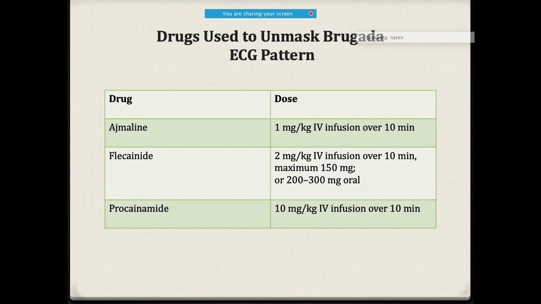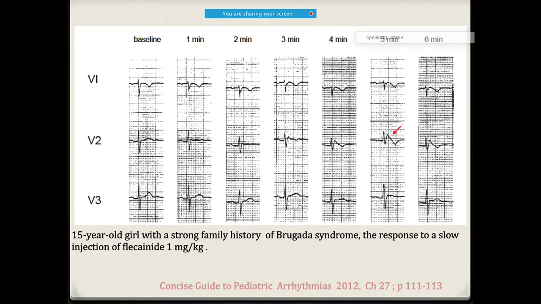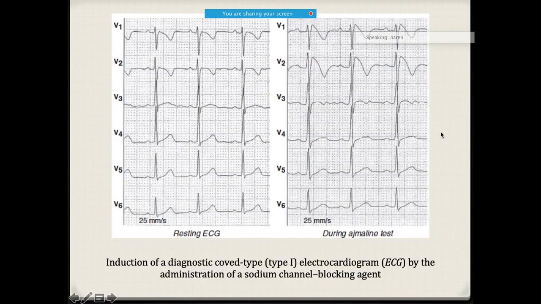Similarly, with flecainide as well, you tend to notice these kinds of changes. For flecainide, the intravenous dosage is 2 milligram per kg IV infusion. Or with procainamide, you tend to give 10 mg per kg IV infusion over 10 minutes. In this ECG, if you look carefully, once the IV flecainide infusion was started, later on, with the passage of time, Brugada syndrome started becoming more and more evident, right? Similarly, this is the resting ECG, and this is during the ajmaline testing.